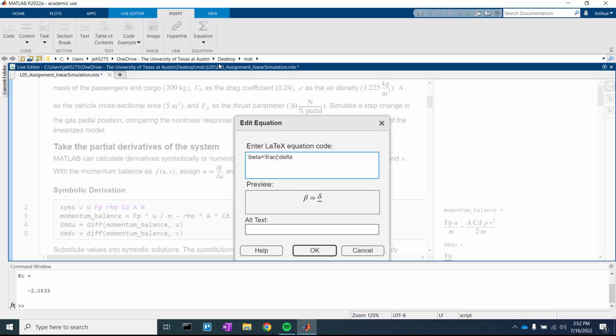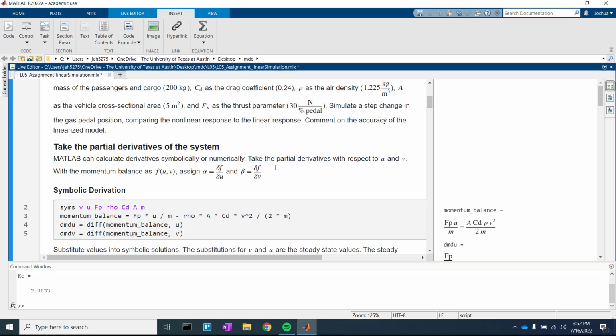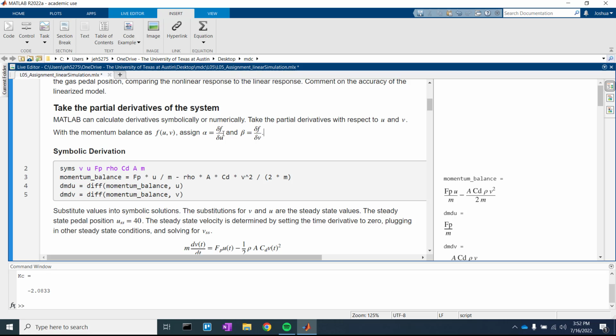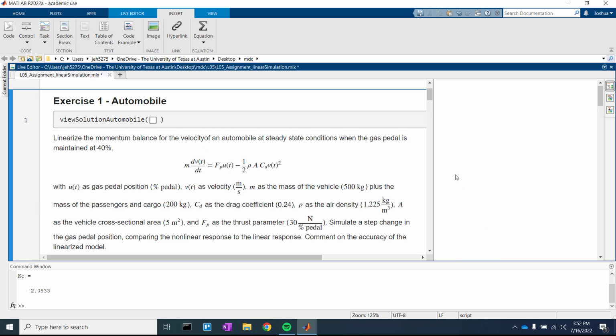Delta f, so derivative of f, and we'll do the denominator, which is another delta, with respect to... the other one was u, so this one's going with respect to v. There we go. Alright, so we have two derivatives, one of the function with respect to u, one of the derivative with respect to v.